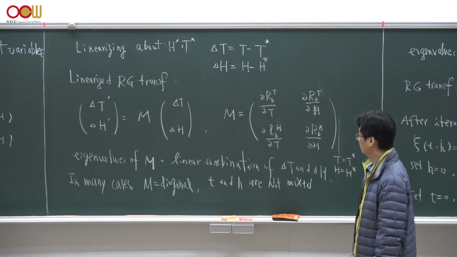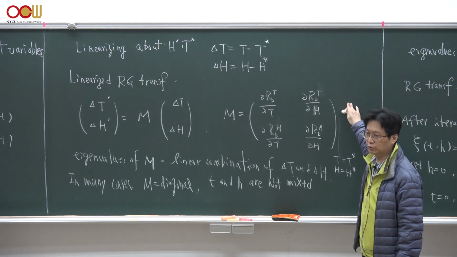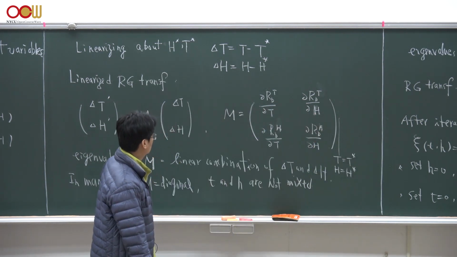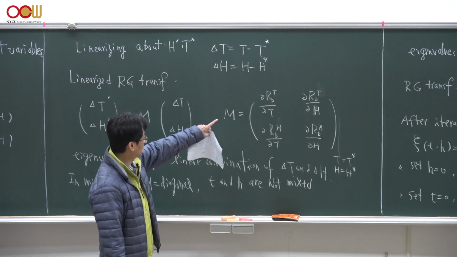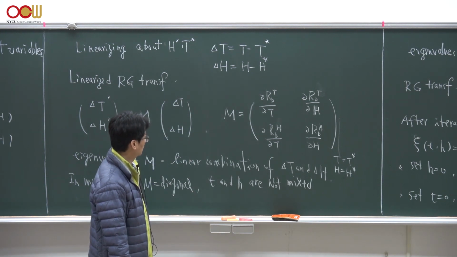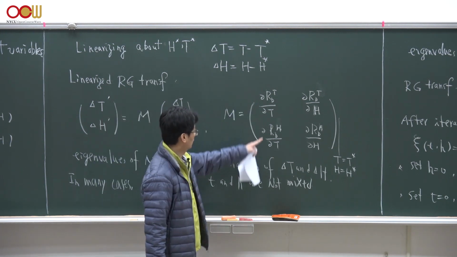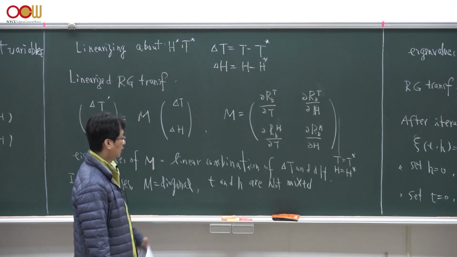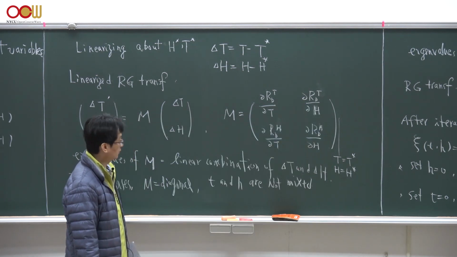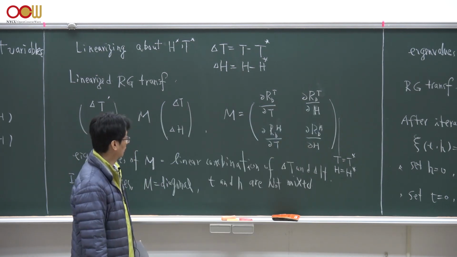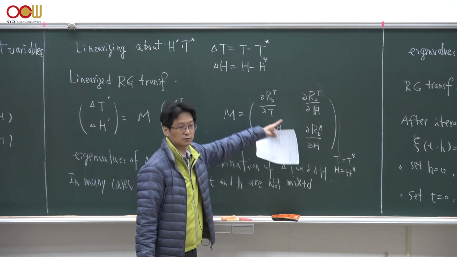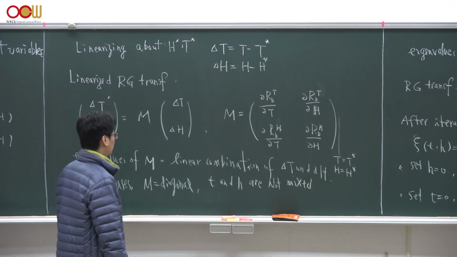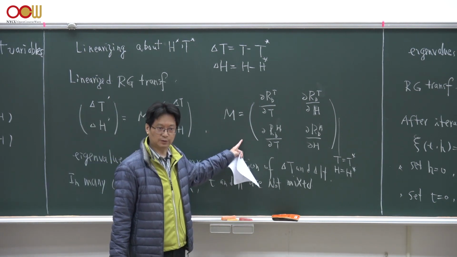In general, delta t prime and delta h prime are linear functions of delta t and delta h, and they are related by a 2x2 matrix, where the matrix elements are nothing but the derivatives of the transformation matrix elements R_bT and R_bH with respect to temperature and field. So the first column is the temperature derivative of R_bT and R_bH, and the second column is the field derivative of R_bT and R_bH. In general, they are not zero. Okay, so you have a 2x2 matrix, and we could find the eigenvalues by diagonalizing it, and that's easy.